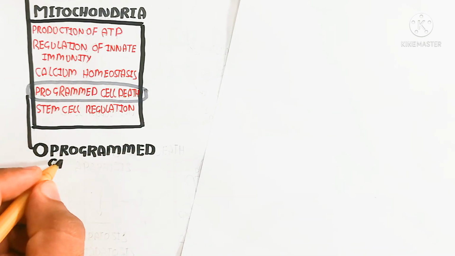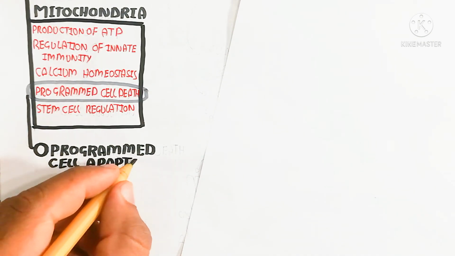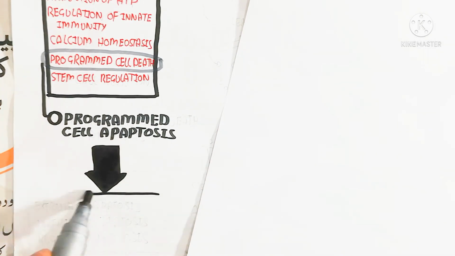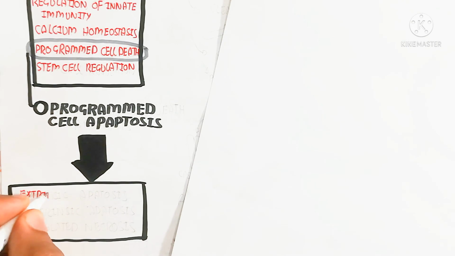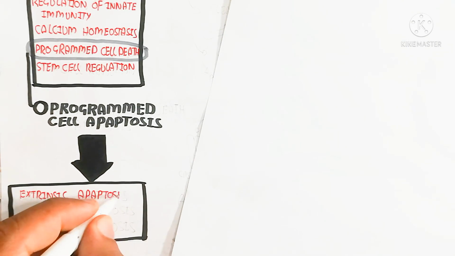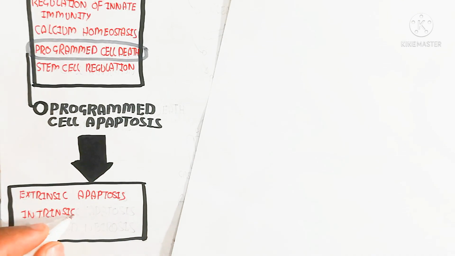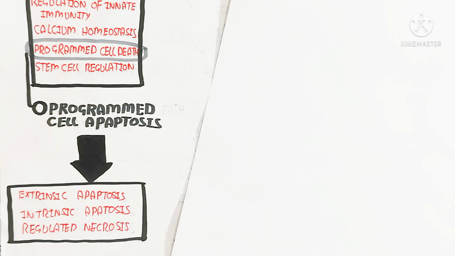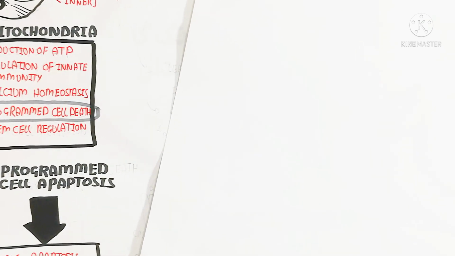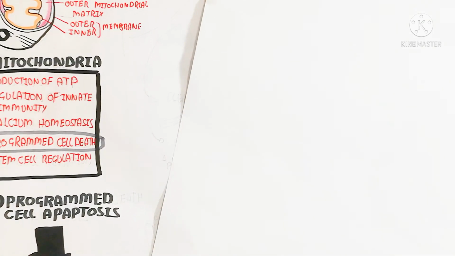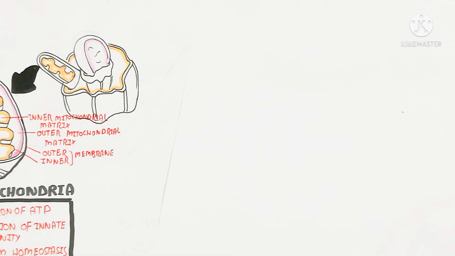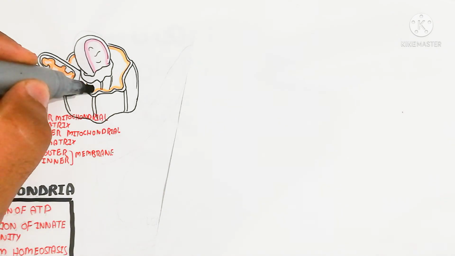Apoptosis means the cell will eat itself, damage itself, or recycle its content. So the apoptosis can be extrinsic apoptosis due to an external stimulus, intrinsic apoptosis due to an internal stimulus, and regulated necrosis. Regulated necrosis is due to injury of the cell. So let's begin to understand with the whole picture here.